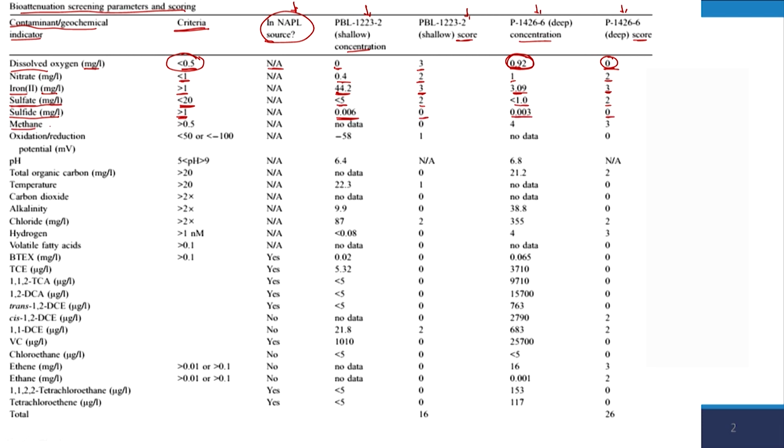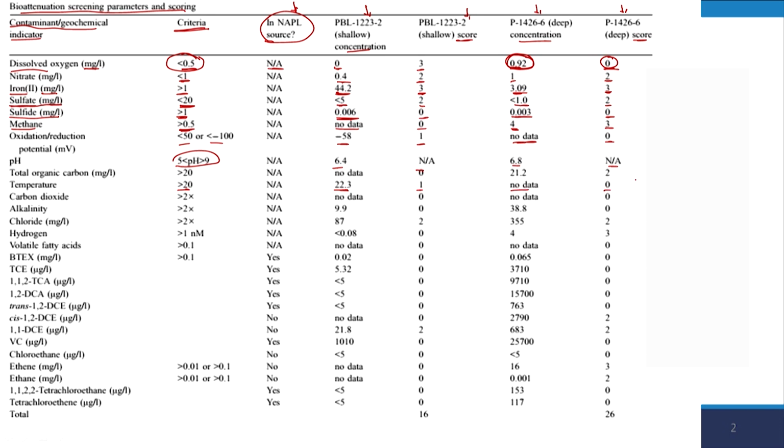So methane, let's say, depending upon site, it can act as electron donor, and here it should be greater than 0.5, no data, so 0, 4, so that's why they gave a higher score here for the deep well, let's say. So ORP, obviously it should be reducing conditions, less than 50 or minus 100, so it's minus 58, so they gave 1, and here they have no data for the deep well, so 0 here. So pH, different criteria, so 6.4 they gave no score, 6.8 no score, I guess. So temperature greater than 20, so 22.3 and 1, so no data, 0.